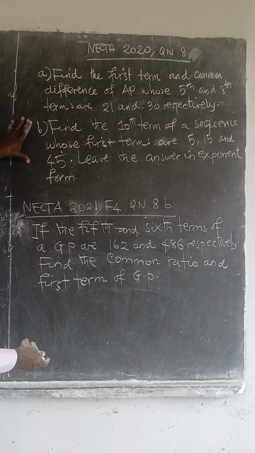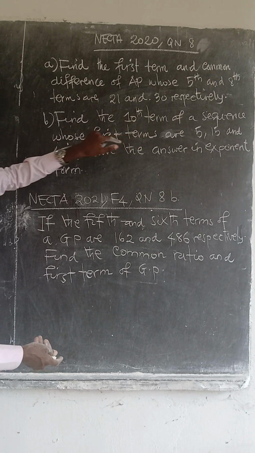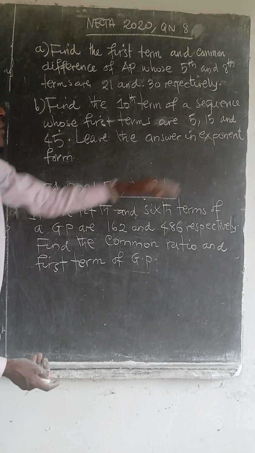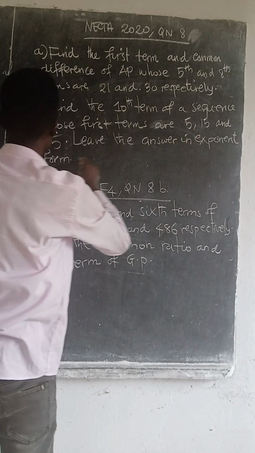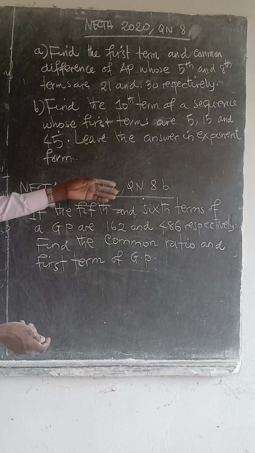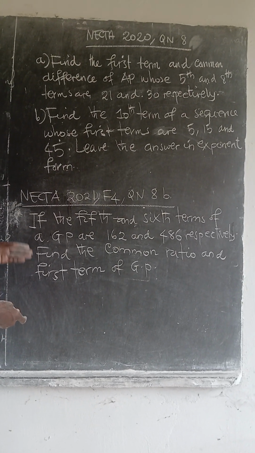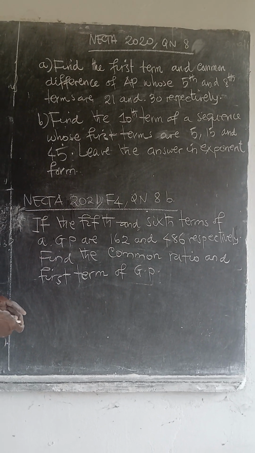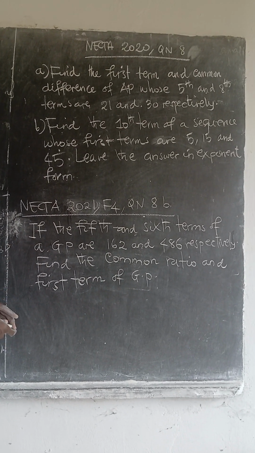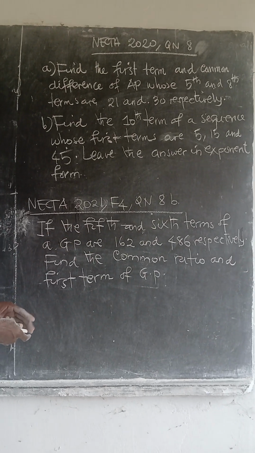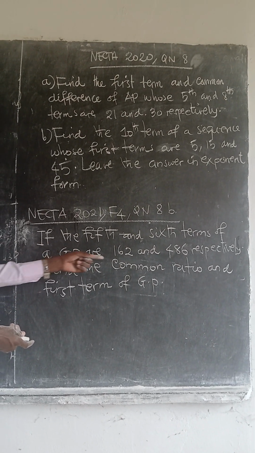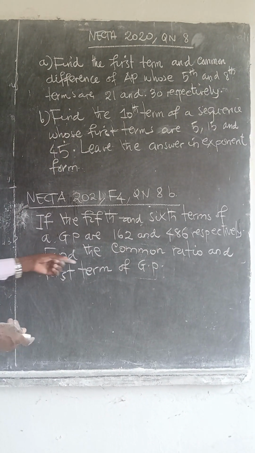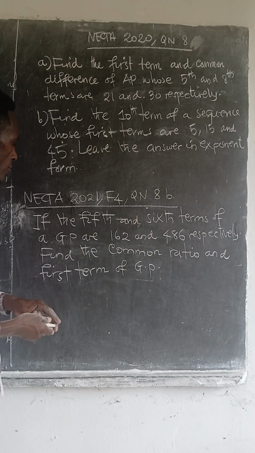But also on part B: find the 10th term of a sequence whose first terms are 5, 15 and 45. Leave the answer in exponent form. Lastly, we have this question from NECTA 2021, question number 8b: if the first, the fifth and the sixth terms of the GP, geometric progression, are 162 and 486 respectively, find the common ratio and the first term of the GP.